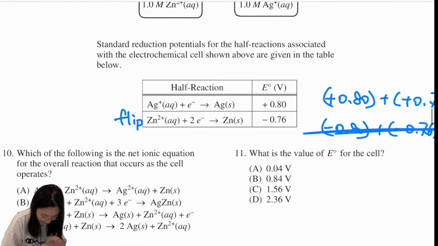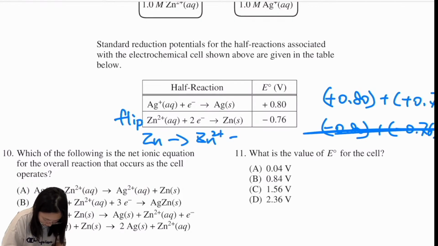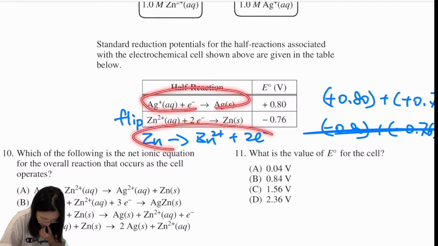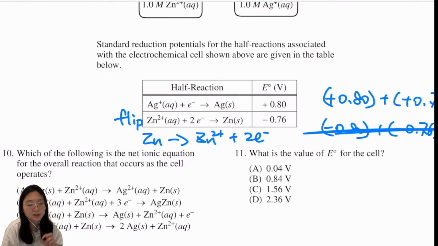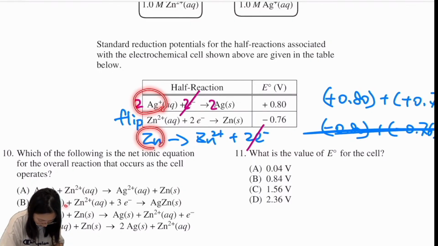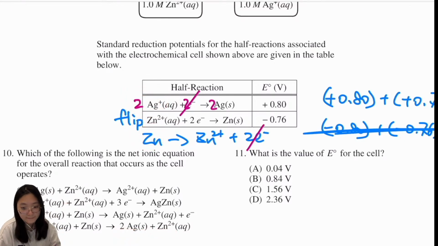So the second half reaction becomes zinc releasing 2 electrons to become zinc cation. Okay, and now you're going to combine these two half reactions. Remember, when you combine the half reactions to write the overall reaction, you have to consider the stoichiometry. So it is 2 times the silver cation and then 2 electrons to get 2 silver. So the electrons get canceled out. Eventually that's 2 silver cations reacting with 1 zinc to produce 2 silver atoms and zinc cation. So the answer is D.